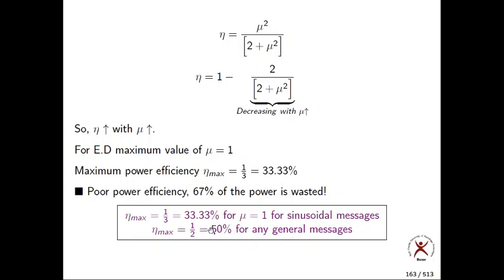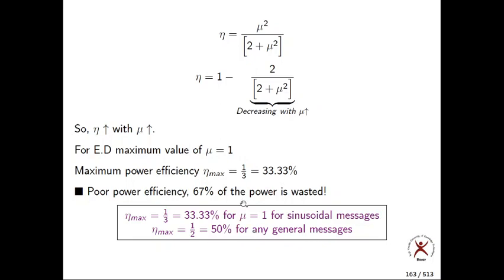For any message signal, the power efficiency is a maximum of 50%. You cannot get beyond this. But if you use a sinusoidal message signal, the power efficiency is still low. How much is that? Only 33.33%. So this box is very important. Please make a note of this.